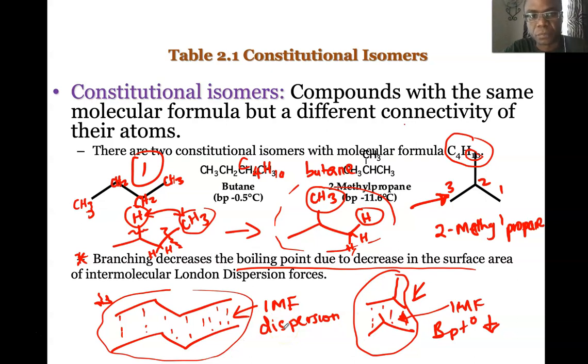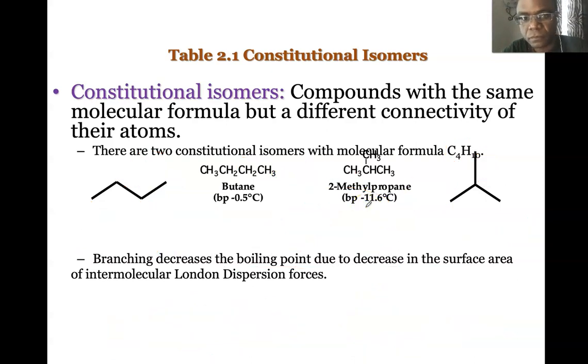Okay, so to prove that, you'll see that butane has a boiling point of 0.5, and 2-methylpropane has a boiling point of 11.6.